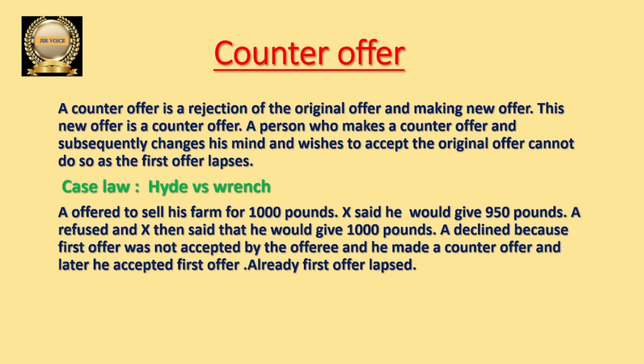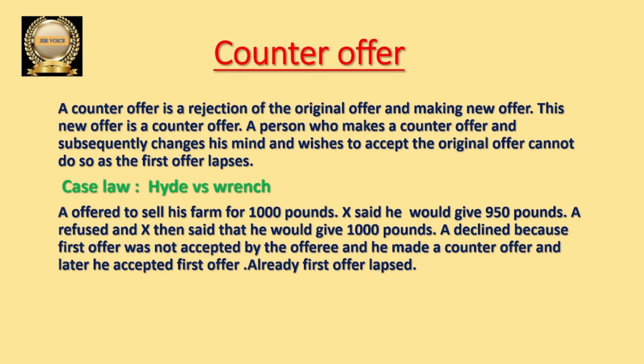And later he accepted the first offer. Actually, whenever A offered to sell for 1,000 pounds, X had to accept it. He did not accept. He made a counter offer and A refused it. Then X again says, okay, I will purchase for 1,000 pounds. So here the first offer had already come to an end, and A need not keep up his promise, because that first offer already lapsed. Hope this is clear. This is known as counter offer.